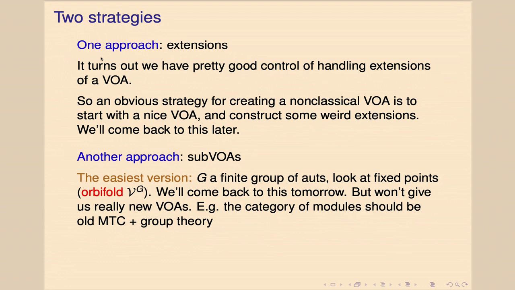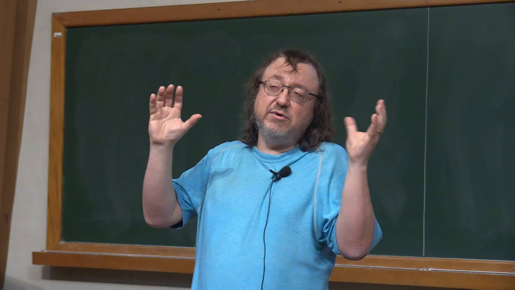So anyways, these are the two approaches. And so the approach I'm going to talk about right now in this part of this talk is the sub-VOA method. Now, the easiest way to come up with a sub-VOA is to have a group of automorphisms that act on your VOA. And then you look at the fixed points of that group of automorphisms. And so we'll talk about that tomorrow. It's a very important construction. It's called the orbifold construction of VOAs. But as far as modular tensor categories are concerned, these aren't going to be really different from the thing that you started with. If you started with a standard VOA, a standard modular tensor category, you do the orbifold construction, then the result should be some kind of a group theory amplification of the category you started with.